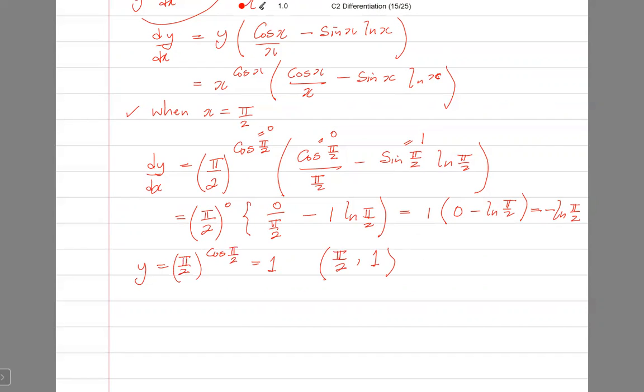So how did I find that? We already say when x is equal to pi by 2, and we found the gradient, which is minus ln pi by 2. Then I said again, when x is pi by 2, I then find the value of y. When I have an x coordinate and I have a y coordinate, what I have is the coordinate of a point. This point is the point of contact. It is where the tangent touches the curve. Now, where the tangent touches the curve is 1 point on the tangent.